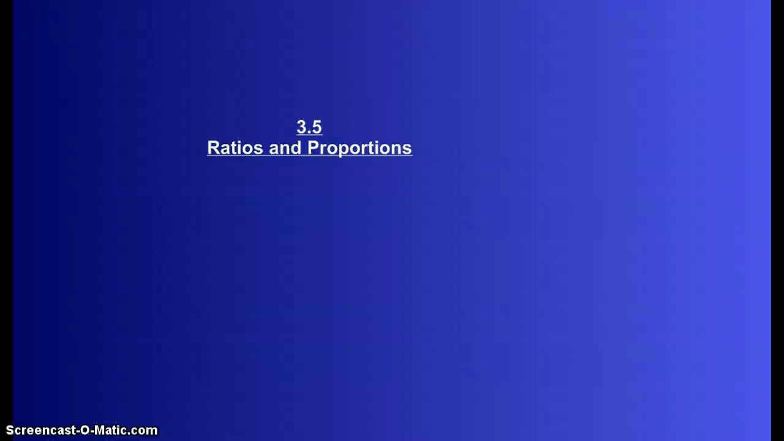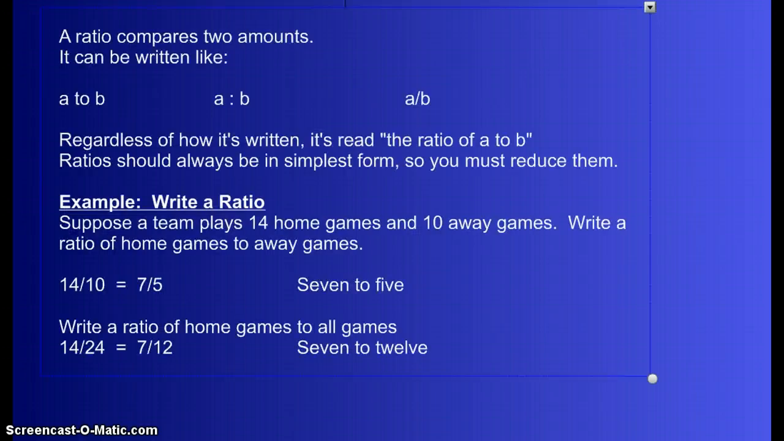This is section 3.5, Ratios and Proportions. A ratio just compares two amounts. It can be written in several ways. It can be written in words like A to B. It can be written with a colon, A colon B, or it can be written as a fraction, A divided by B, or A over B. But regardless of how it's written, it's read the ratio of A to B.